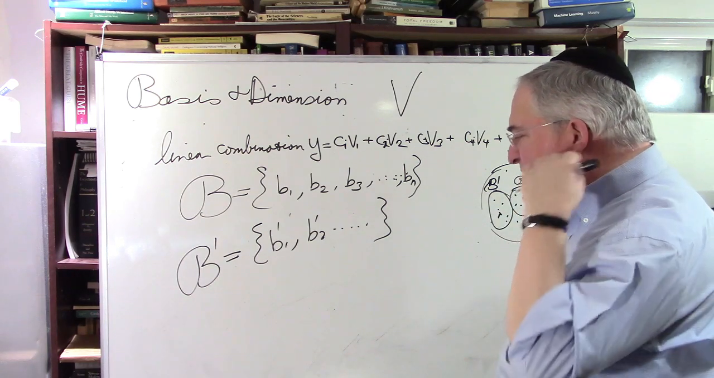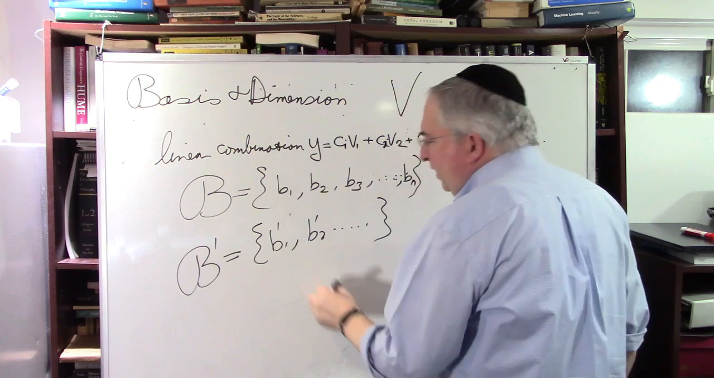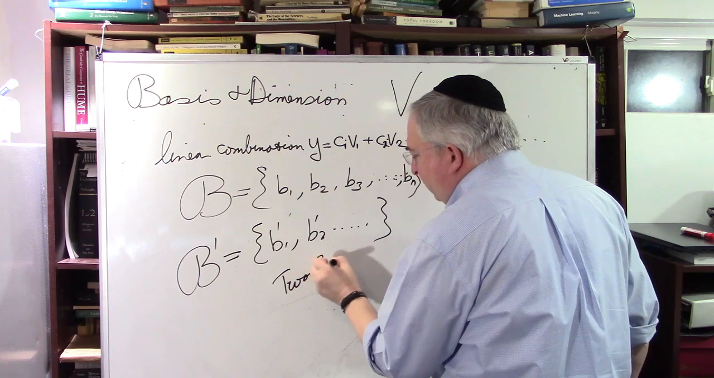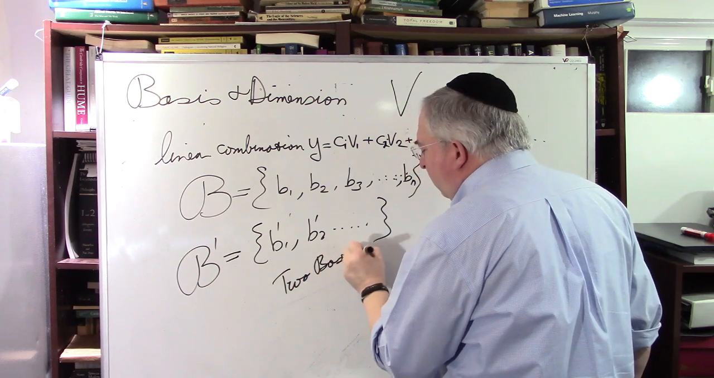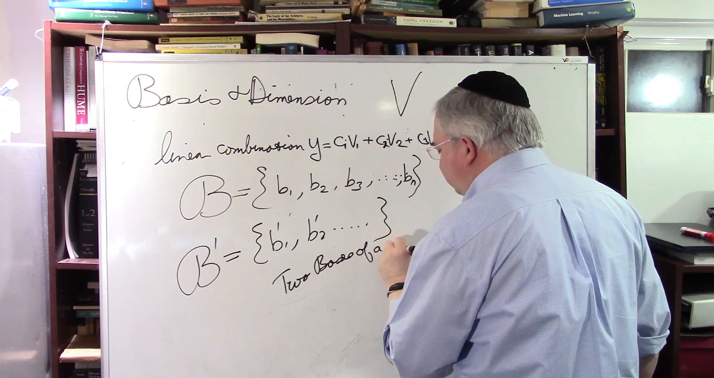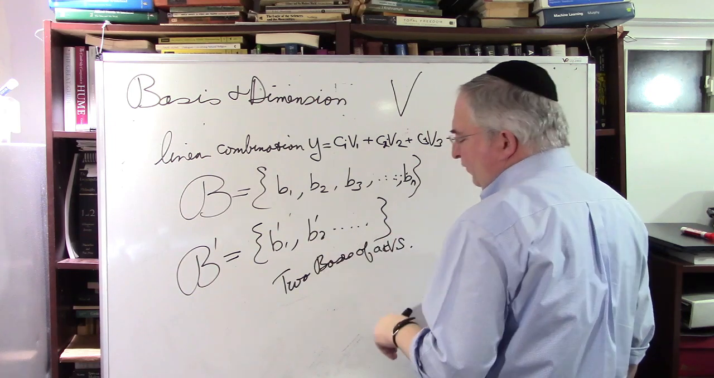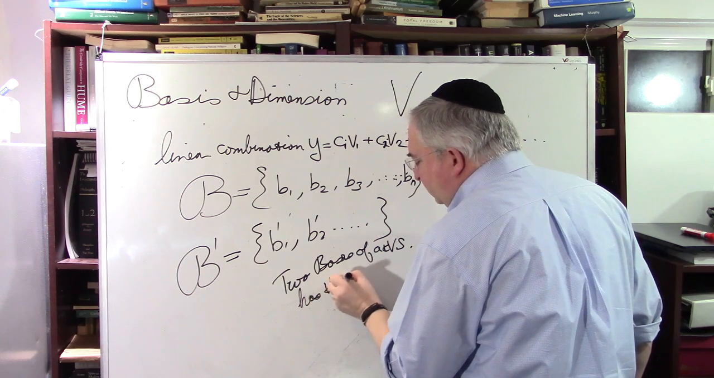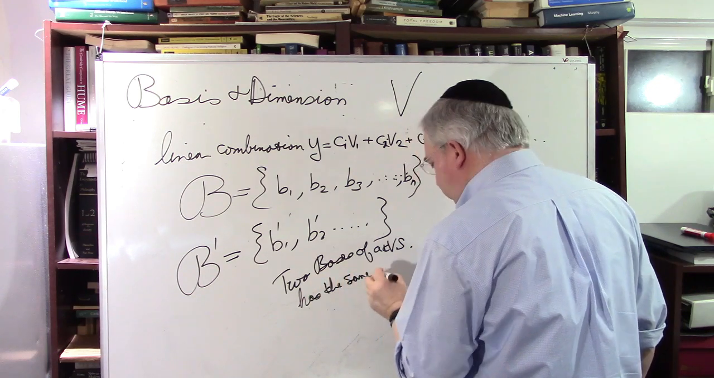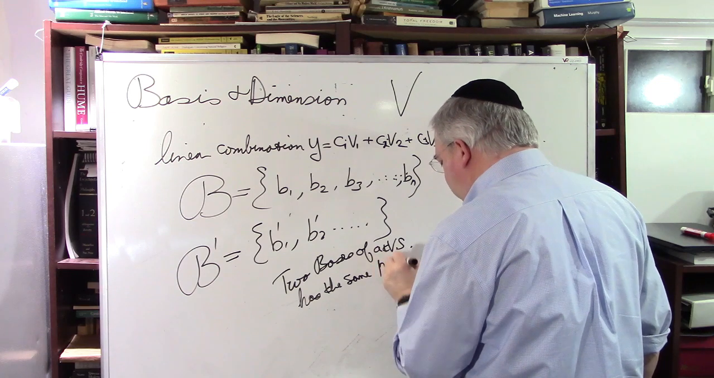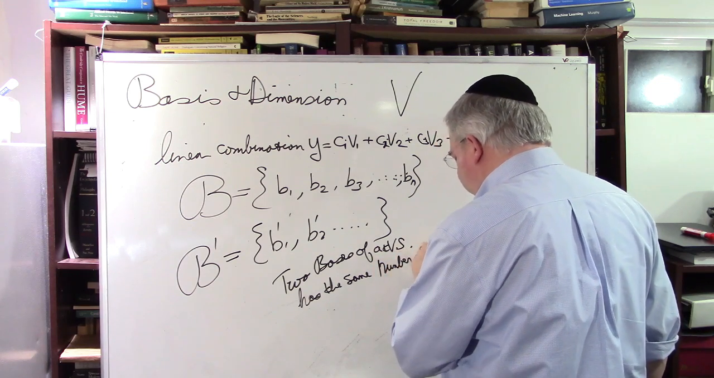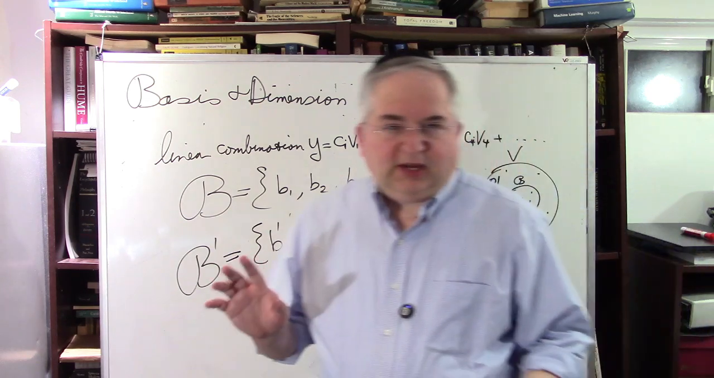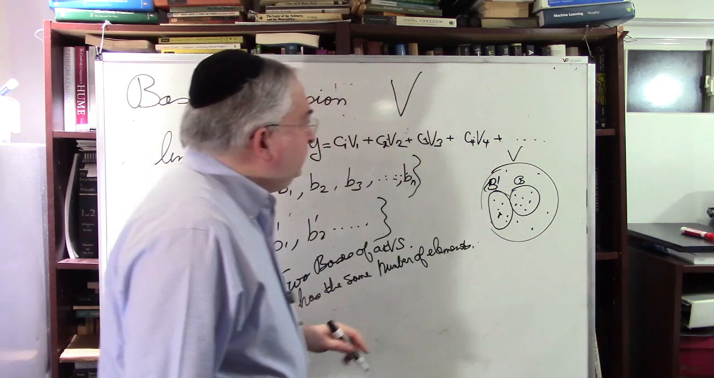The main point is as follows. Two bases of a vector space, a complex vector space, and it's true for any vector space, have the same number of elements. I'm going to give you two examples.